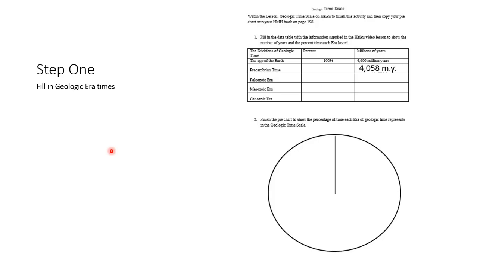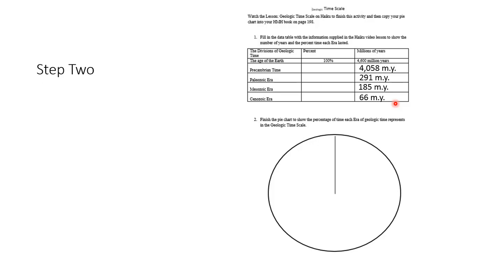So the first period of time is 4,058 million years. The second period of time is 291 million years. The Precambrian, as we saw earlier, took up a large amount of Earth's time. The Paleozoic took up 291. The Mesozoic took up much less than that, 185. And the Cenozoic took up the least amount of time, 66 million years, and that is the time frame that we are in now, the Cenozoic era.